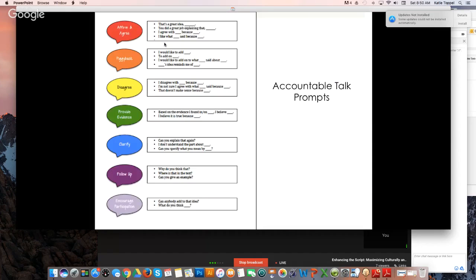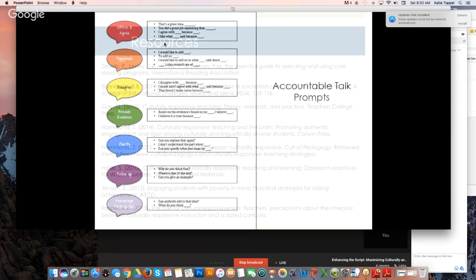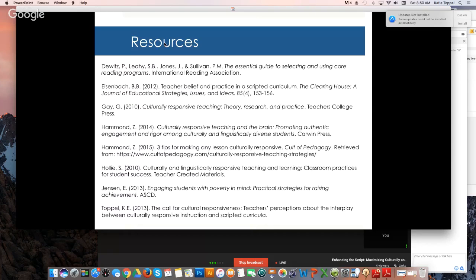I also really like to use these accountable prompts. I've collected these from a bunch of different resources, and then I created this particular visual, but I give this to students when they're discussing to help them use accountable talk and academic language as part of their discussion. So even if they're doing something as simple as agreeing, they're using a frame, I agree with you because, and explaining why, or I like what you said because, and they're including that academic language. There is a list of the resources that I have used for this presentation.